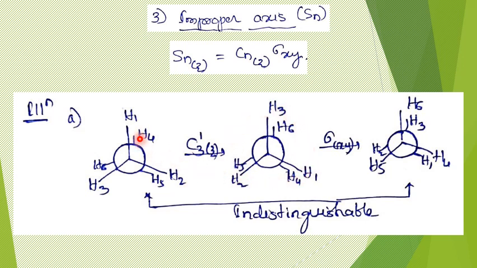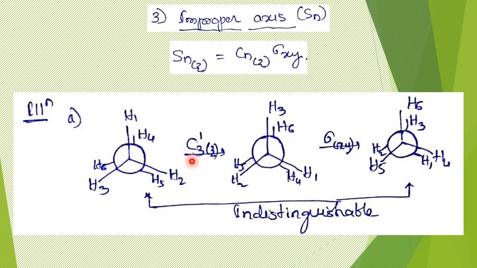Simultaneously, even the back carbon is rotated. H4 takes up the position of H5, H5 takes up the position of H6, and H6 goes to H4. So therefore what you get is this orientation, right? Now I can just say, in this case, this is the C3 operation.